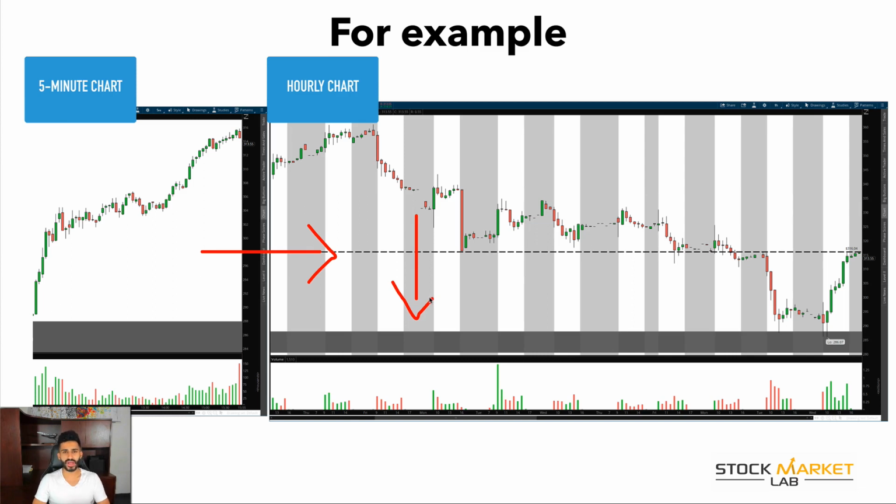Do not trade off one time frame. Look at multiple time frames, establish your critical levels, and identify where buyers are, where sellers are, and what the direction is. That's extremely important. It will give you a very, very high probability on successful trades.